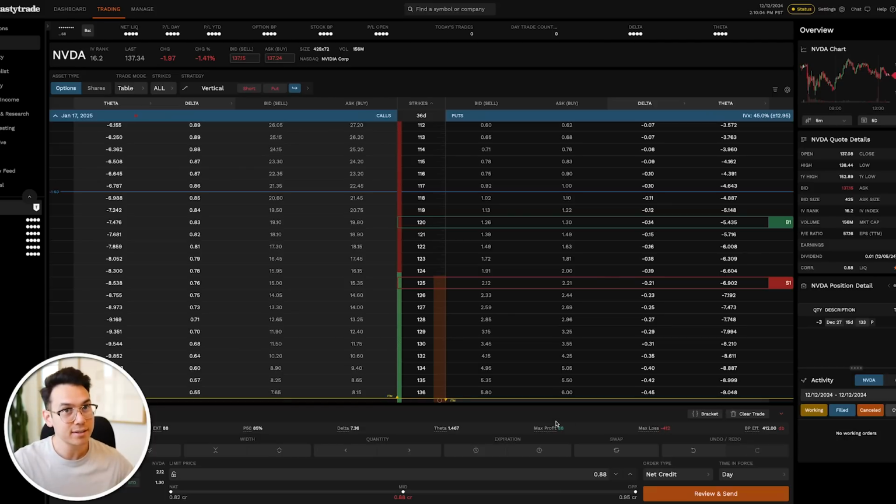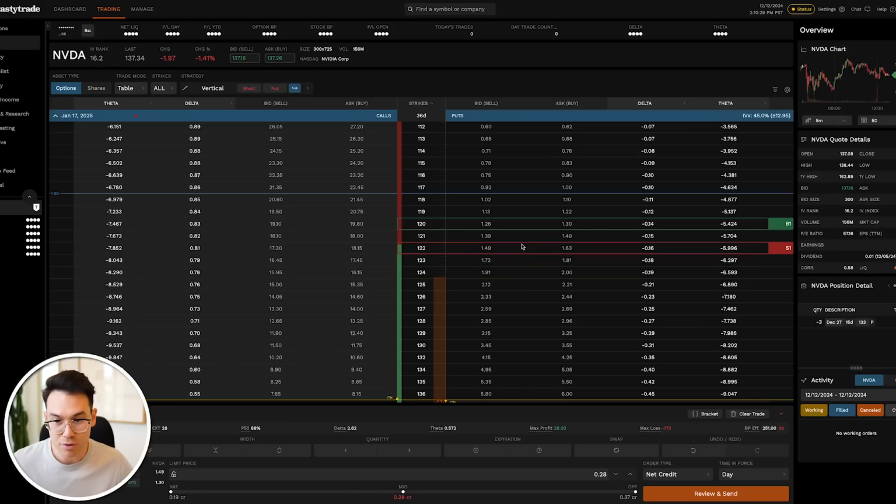So we're risking more to make less, but the probabilities are in our favor. So the probability of making 50% of profit, meaning $44, is 85%, right? And the probability of 100% of the profit, the $88, is 75%. So you can adjust this to meet your requirements.